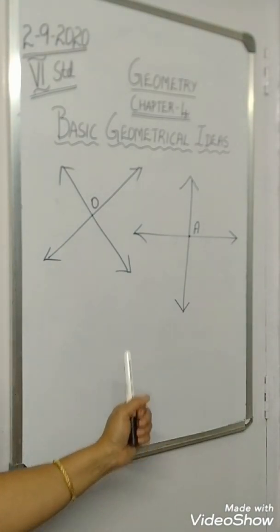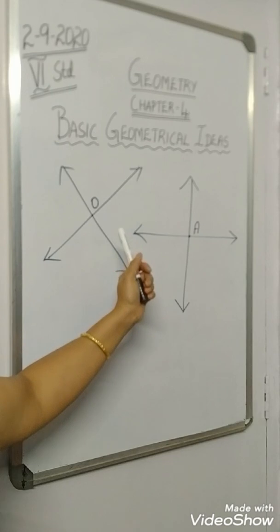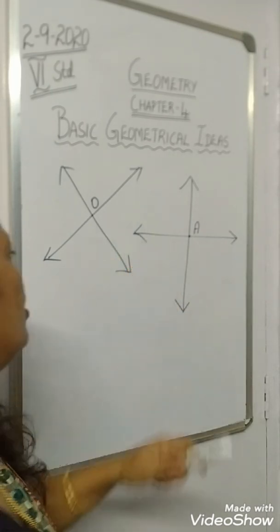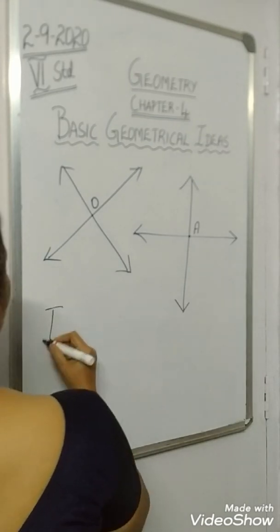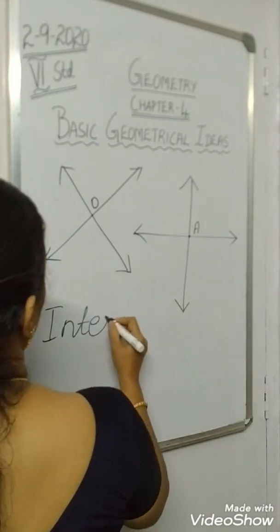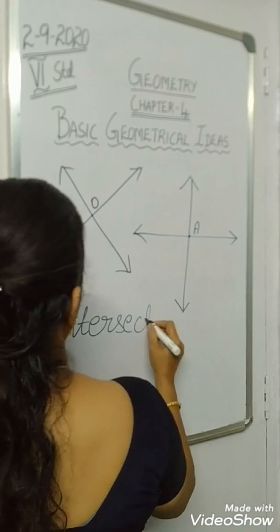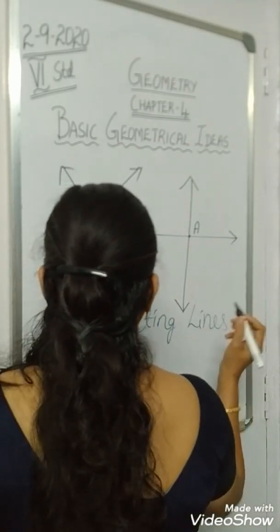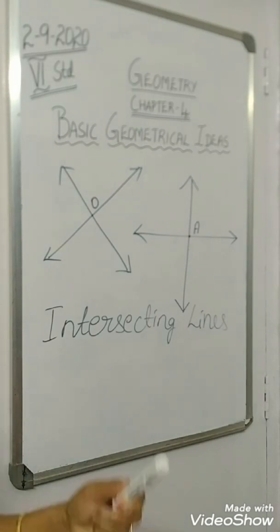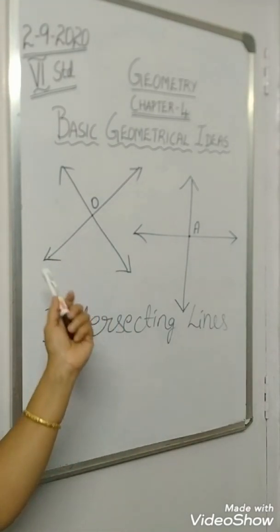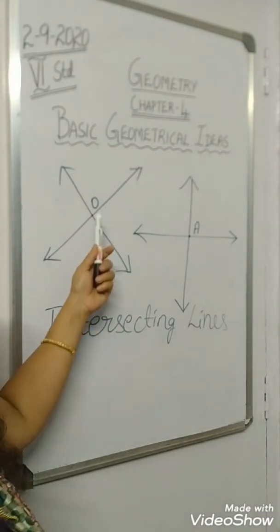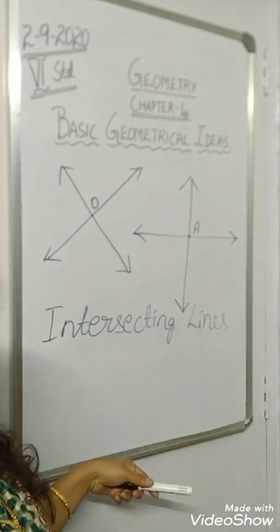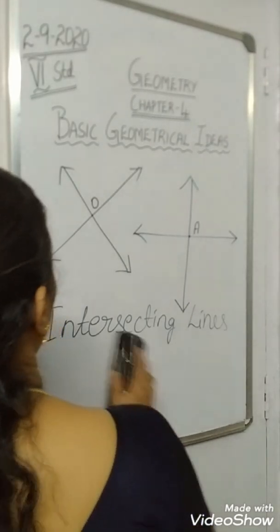If two lines have only one common point, they are called intersecting lines. What are they called? They are called intersecting lines. What do you mean by intersecting lines? If two lines have one common point, they are called intersecting lines. Hope it's clear, children.